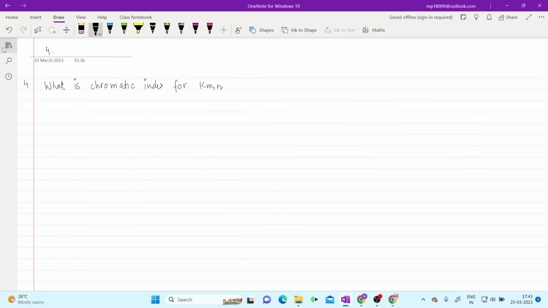Okay. So now the next question is, what is the chromatic index for a complete bipartite graph? First of all, if G is a bipartite graph, do we have any theorem which tells us whether this graph is a class 1 graph or a class 2 graph? Class 1 graph, yes. So we know that a complete bipartite graph is a bipartite graph, so from that theorem it is a class 1 graph.